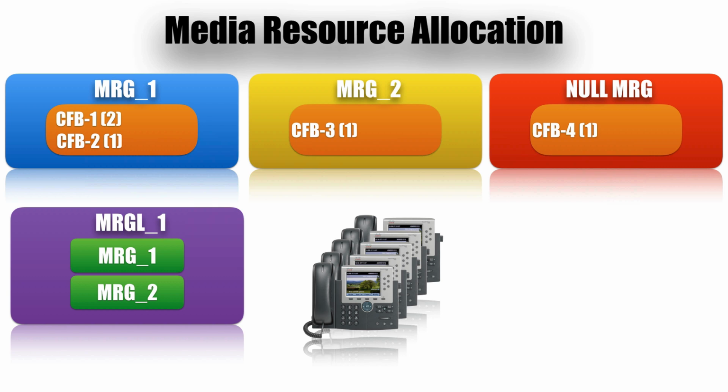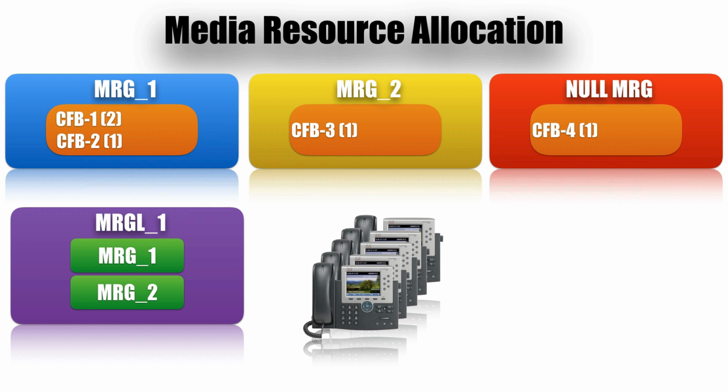Now, the way we assign a media resource to a phone is to create a media resource group list, an MRGL. On screen, I've got MRGL_1, and it contains 2 media resource groups. And here the order is important. That's a big takeaway I want you to get. I've got MRG_1 listed first and MRG_2 listed second. This means that if I've got several phones trying to use these conferencing resources, we're going to exhaust the conferencing resources in MRG_1 completely before we move on to MRG_2. However, within a media resource group, we do a round robin. We go back and forth. We try to load share among the resources within a group.